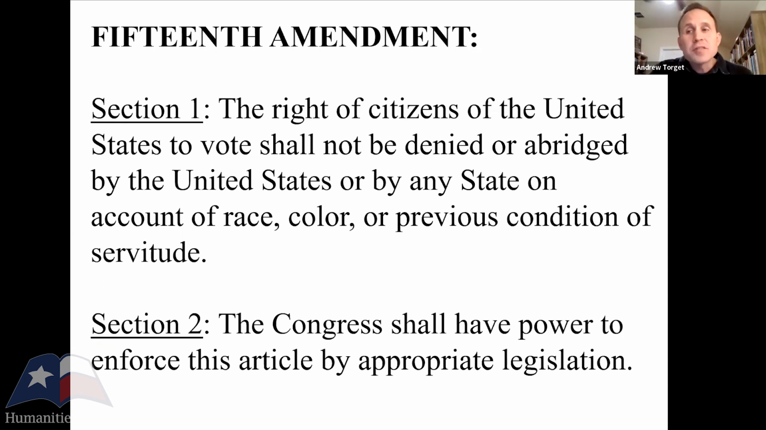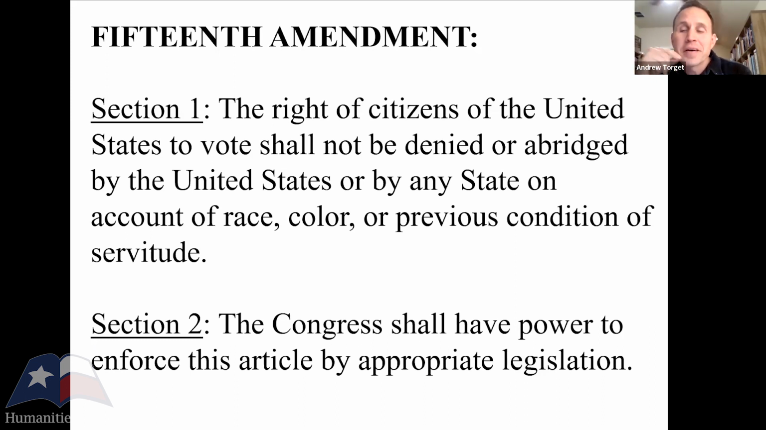Now, I'll show that to my students and I'll ask them, what does that mean? And they'll say, well, it means Black people get to vote. And I say, yeah, that's mostly right. All right, it means Black men get to vote. This is before the 19th Amendment. But what it also says, it doesn't say anyone has the guaranteed right to vote. It just says you can't keep someone from voting because of their race, color, or previous condition of servitude.